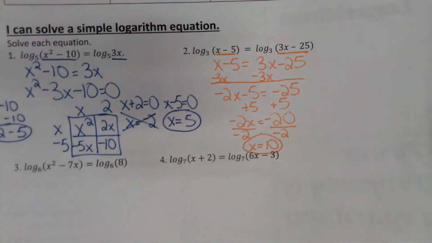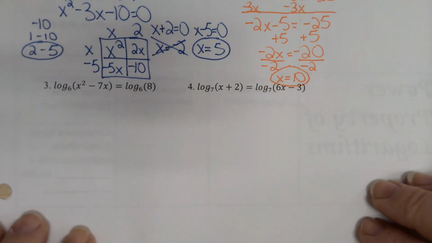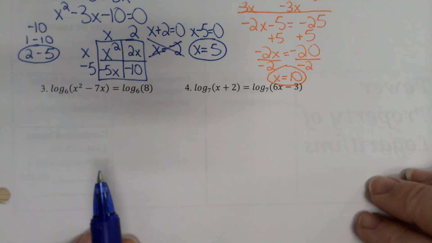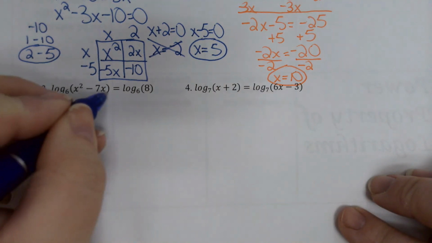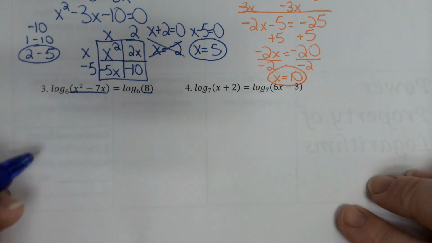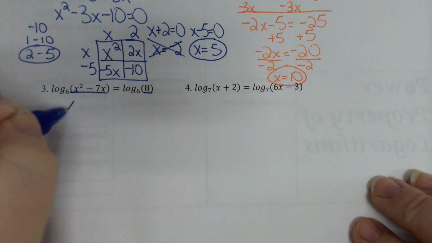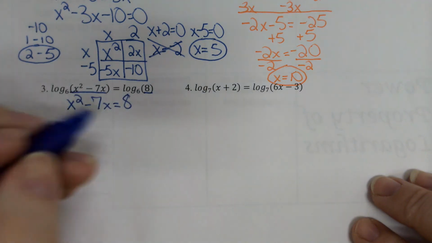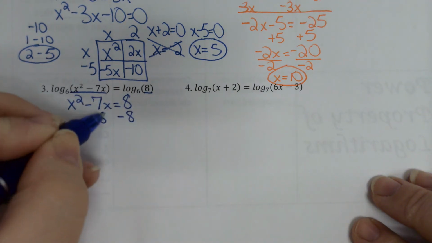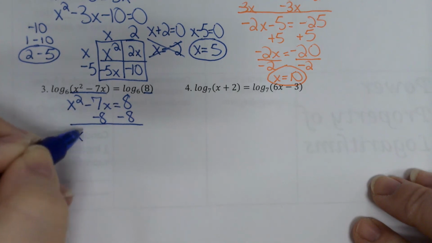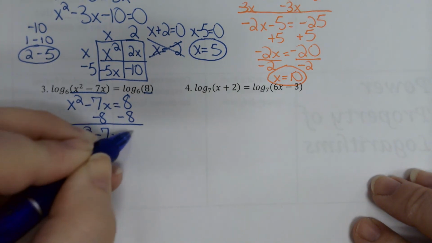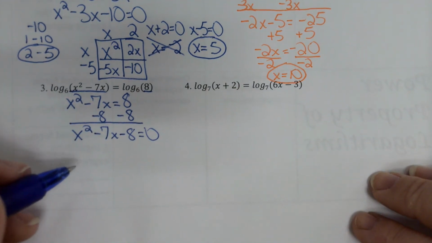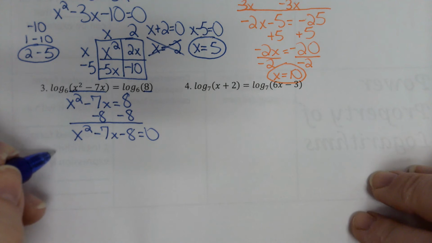Let's look at number 3. I have log base 6 of x squared minus 7x equals log base 6 of 8. The bases were the same for the logs, so their arguments can be set equal. So we'll subtract 8 from both sides, giving us x squared minus 7x minus 8 equals 0, a quadratic equation. Therefore, we have to use factoring to solve.